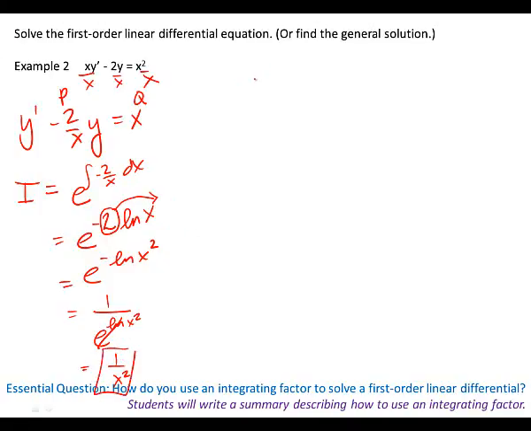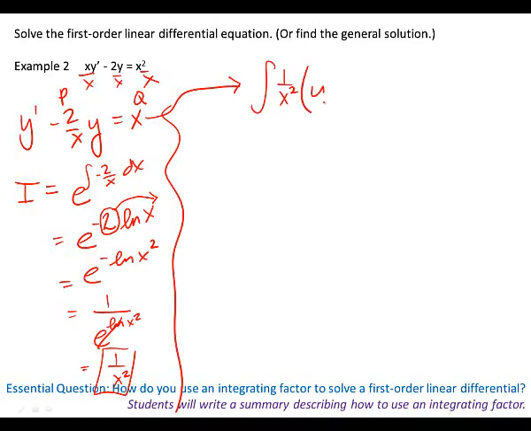Alright, so here we're going to start to use this method. We go back to the original. I'm going to go back to this line of the original, where we had the pattern set up, right? And I'm going to multiply everything by the integrating factor. So 1 over x squared times y prime minus 2 over x y equals 1 over x squared times x, and then we integrate both sides. So that's where my integral symbol comes from. Dx, dx.